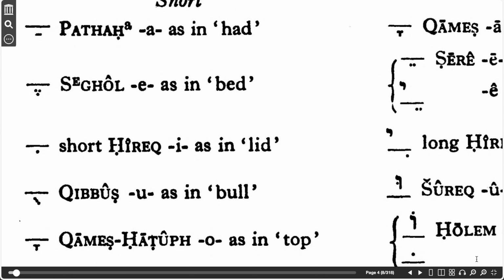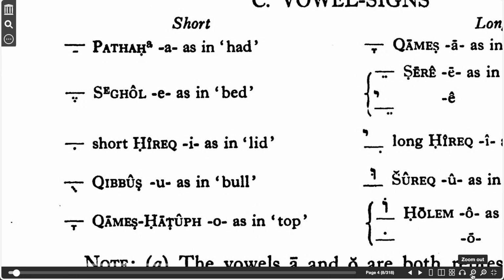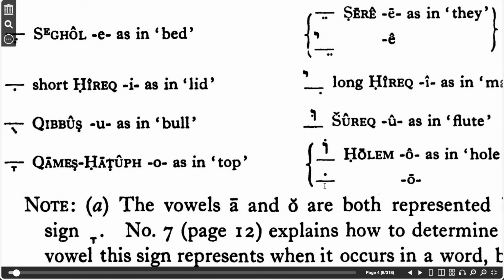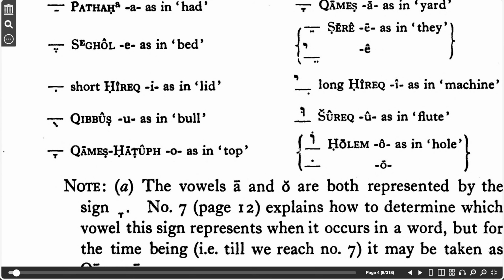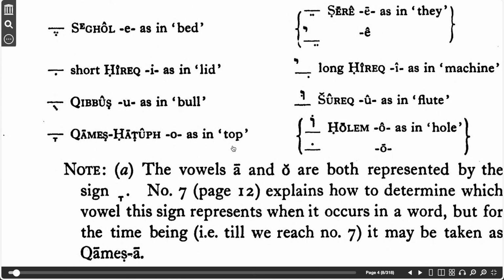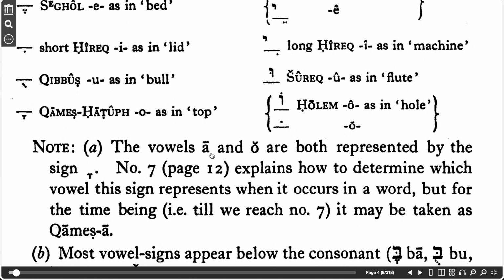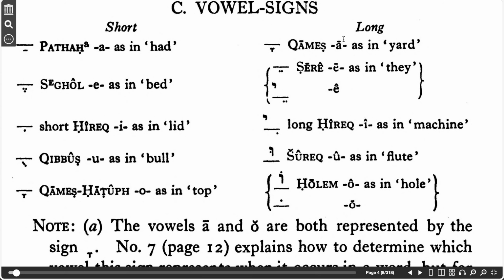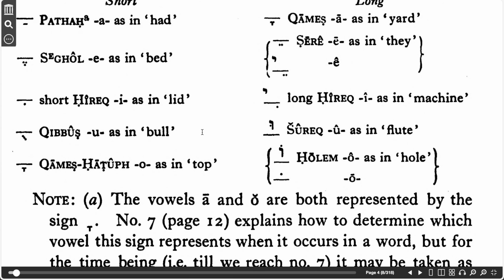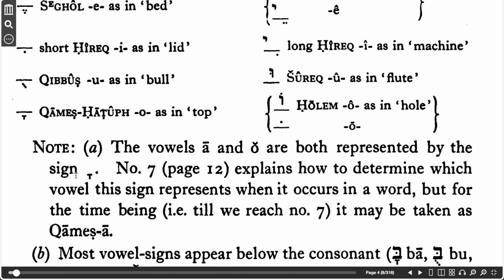Now, I want to zoom out just a little bit here because I'm going to take you down to the reading that's below this. There are a few notes that you need to be aware of, three notes in particular about the vowels. So the vowels for long A and short O, that's the kamats hatuf, and the kamats by itself, that's the long A sound, are both represented by the same sign. So I pointed that out to you.